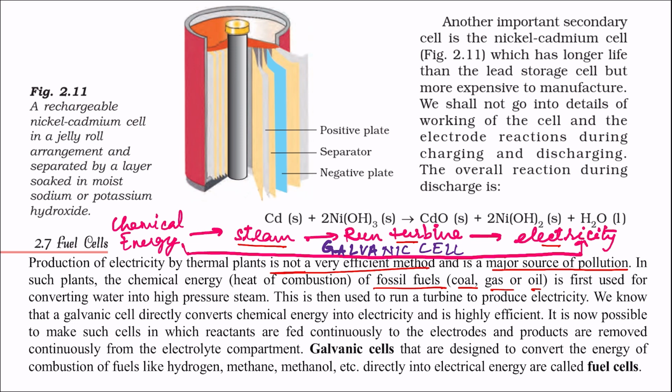Nowadays, it is possible to make such cells in which reactants are fed continuously to the electrodes and products are continuously removed from the electrolyte compartment. Galvanic cells designed to convert the energy of combustion of fuels like hydrogen, methane, methanol, etc. directly into electrical energy are called fuel cells. Whatever energy is released during the combustion of fuels is converted into electrical energy. These cells are known as fuel cells.